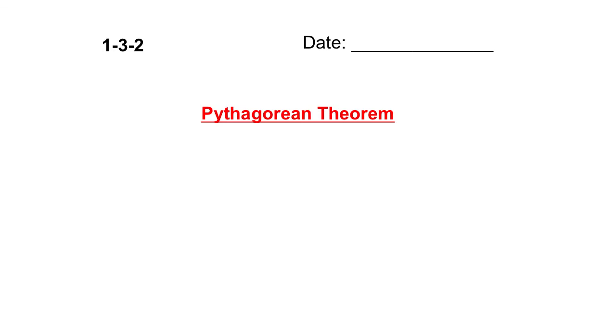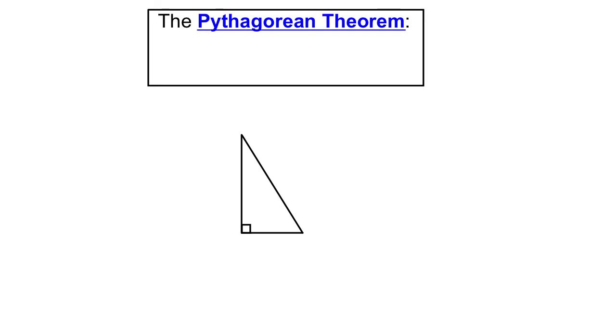In this lesson, we'll be talking about the Pythagorean theorem. Now, Pythagoras was a Greek philosopher and mathematician. He made a lot of contributions to mathematics, and this is only one of his contributions to our understanding of geometry. So the Pythagorean theorem is the theorem that comes from Pythagoras.